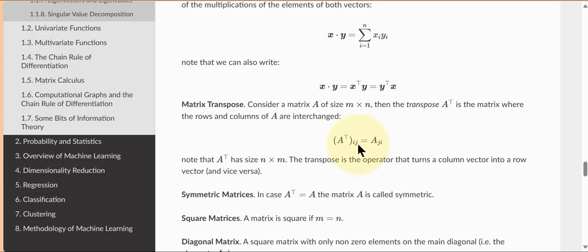The ijth element of this is the jith element of this. So that's giving us a roadmap about how to get the elements of this. If you want to get the ijth of this, you get the jith of this.